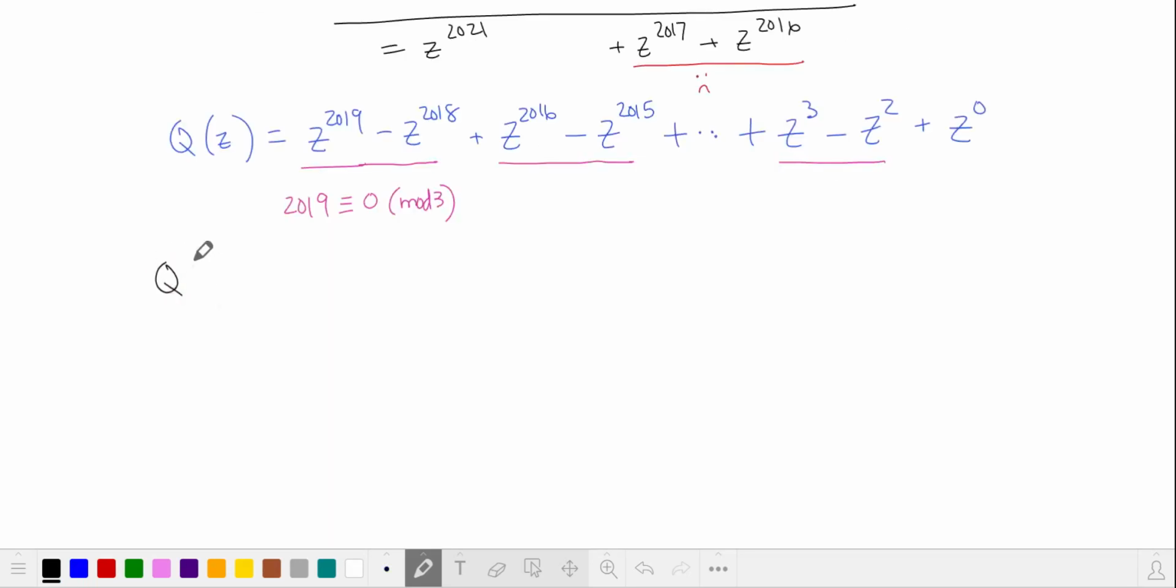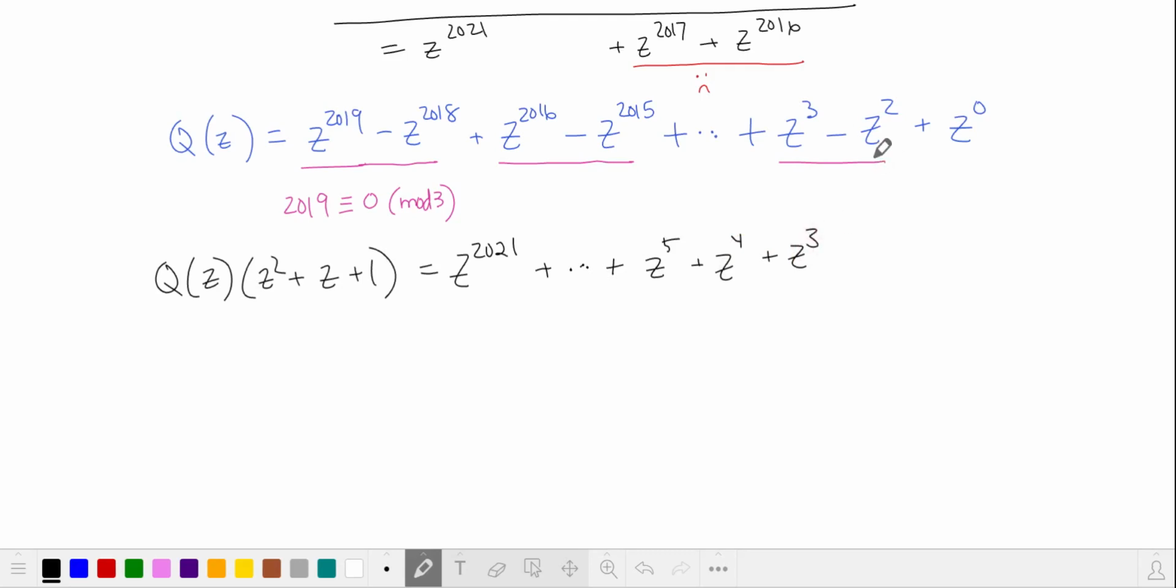Let's figure out what happens when we take this version of q of z and multiply it by z squared plus z plus 1. First of all, we're going to get z to the power of 2021. All the intermediate terms are going to disappear. And then let's see what happens when we multiply by z cubed minus z squared plus z to the 0 power. So multiplying through by z cubed, we get z to the 5th, z to the 4th, and z cubed. And then multiplying through by minus z squared, we're going to have a minus z to the 4th, minus z cubed, minus z squared. And then this is 1. So multiplying through by 1, z squared plus z plus 1.